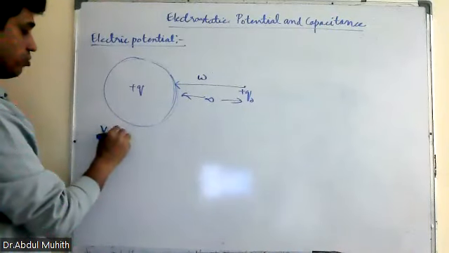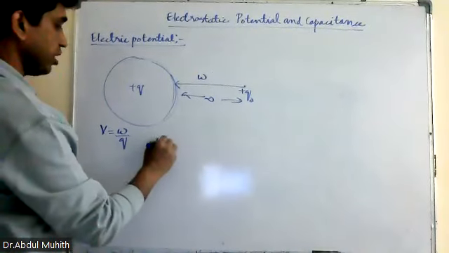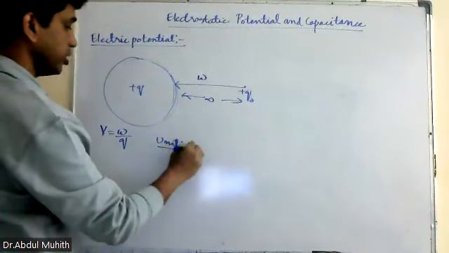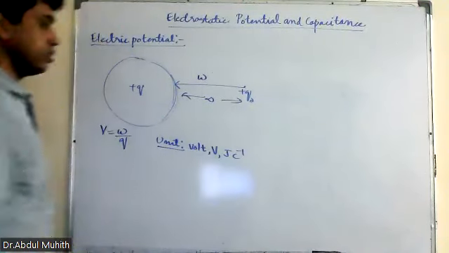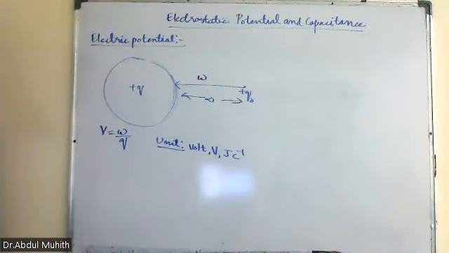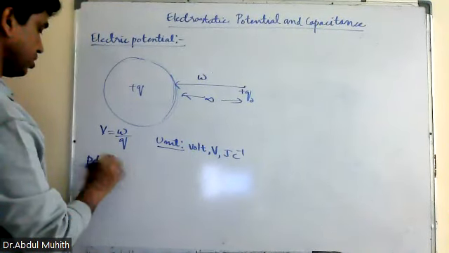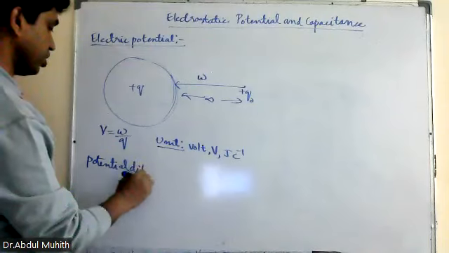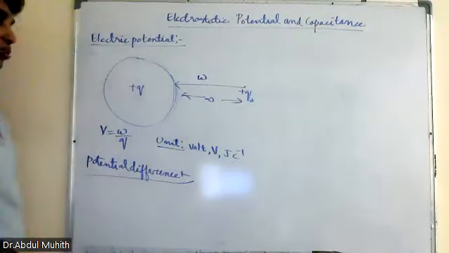The formula is V is equal to W by Q, and the unit of electric potential is volt, or capital V, or joule per coulomb. These are the units of electric potential. The next concept is electric potential difference. Is the first definition clear, all of you? Yes, sir.